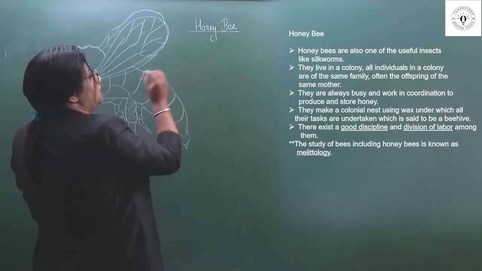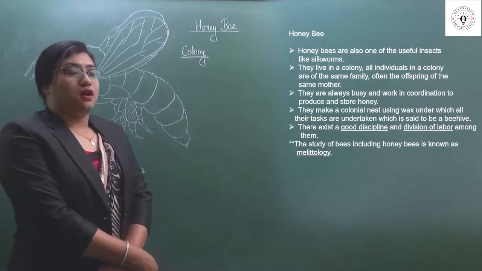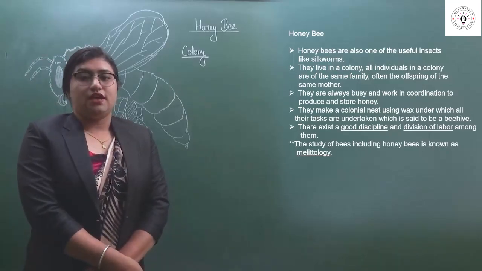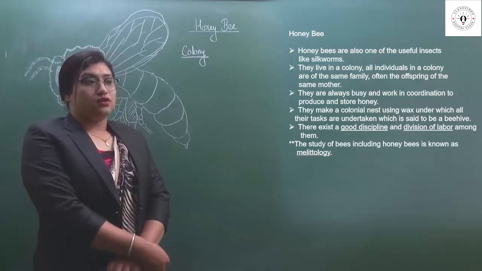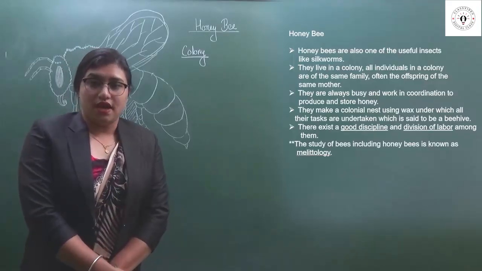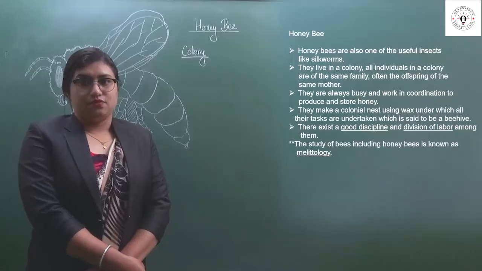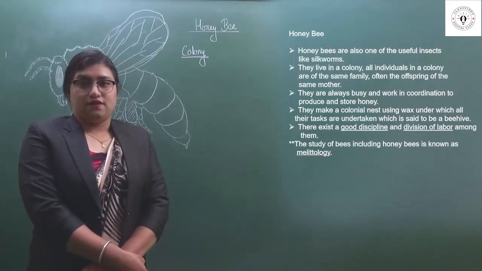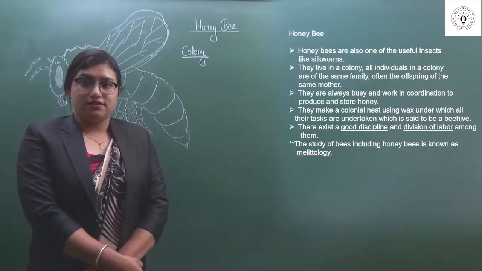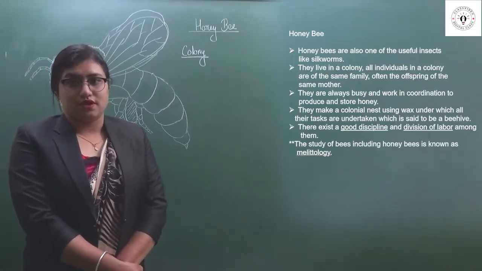First of all, honeybees always live in a colony. All the individuals in a colony are actually the offspring of the same mother. That is because a colony, also known as the beehive, has just one fertile female, which is the queen bee. The queen bee allows every individual to survive. She just lays the eggs, and the others are reared by the worker bees.